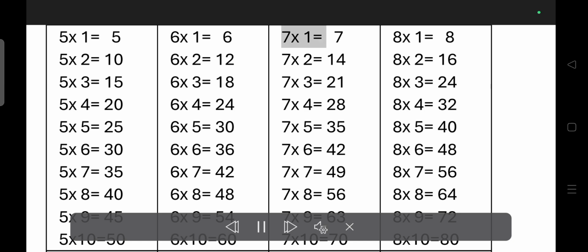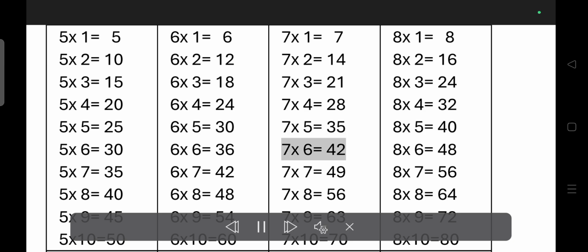7 times 1 is equal to 7. 7 times 2 is equal to 14. 7 times 3 is equal to 21. 7 times 4 is equal to 28. 7 times 5 is equal to 35.